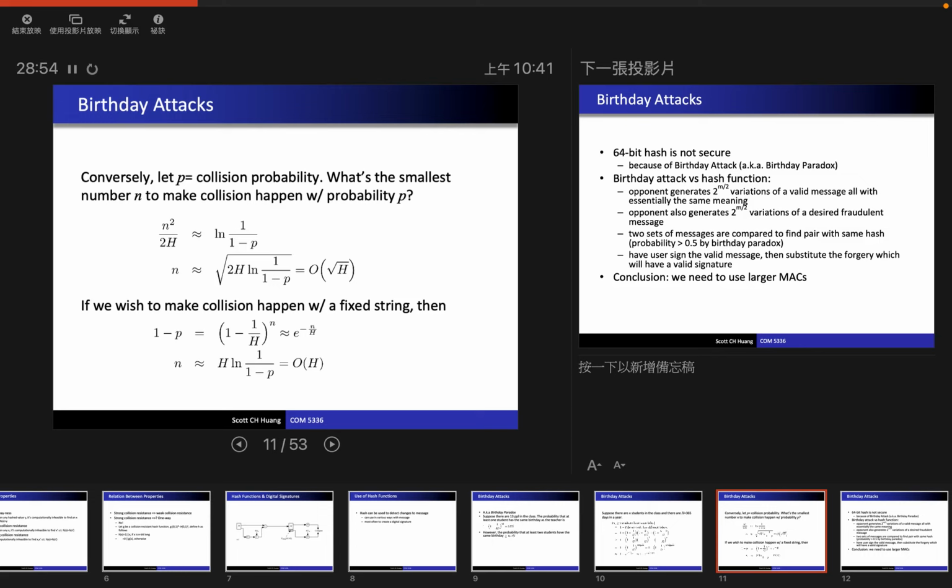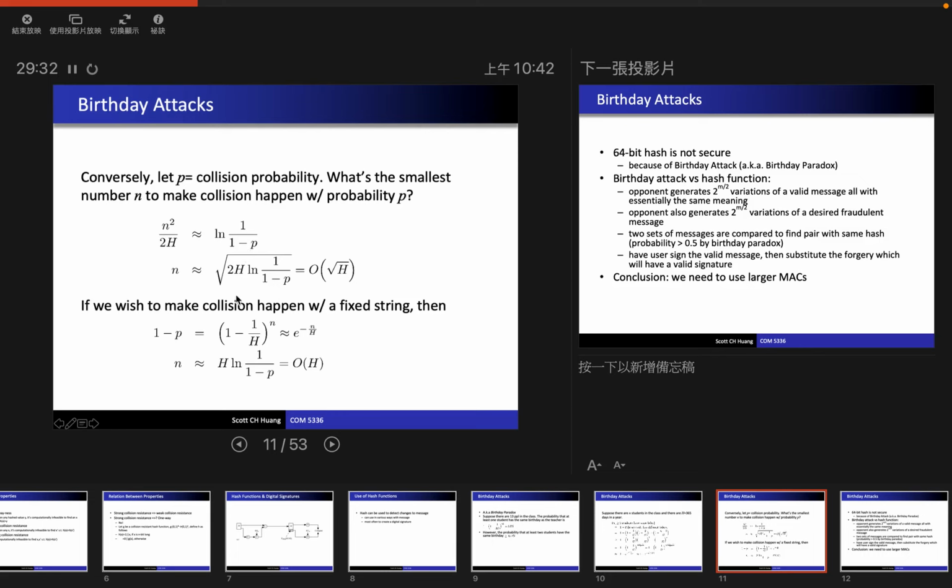And then we can take the log. We can take the natural log on both sides. If we take the natural log, then we get the index. Then we get this. And then we move this side to the right, and the natural log becomes the natural log of 1 over 1 minus p. So we can roughly solve for n.